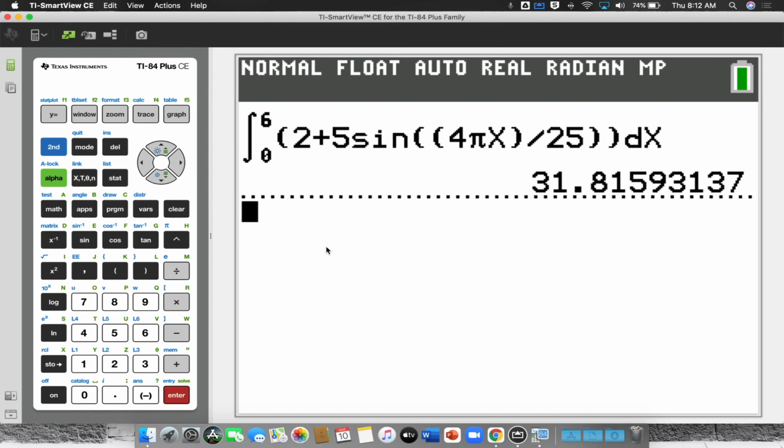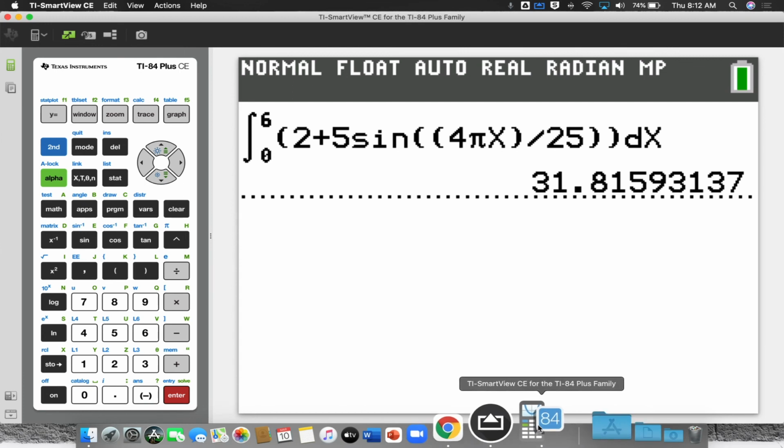There we go. So we're going to round here. We usually go about 3 places. If you go 3 places after the decimal, you're pretty safe. So 31.816.